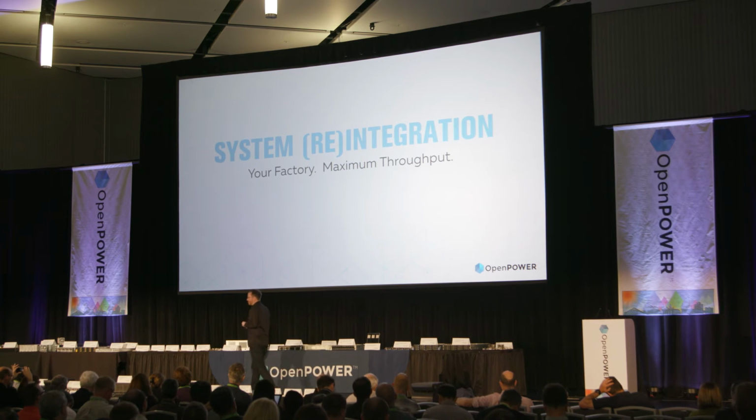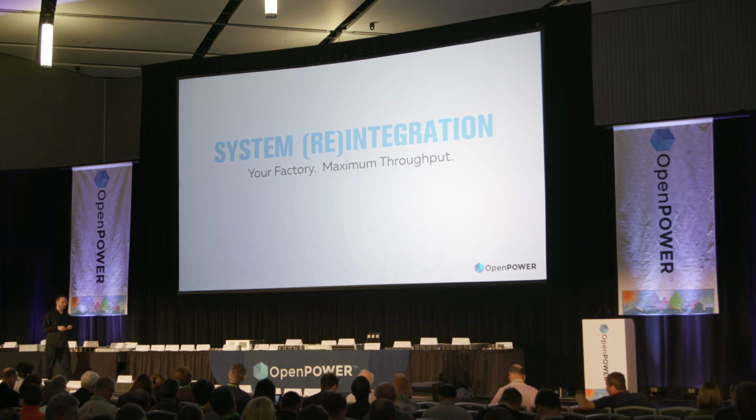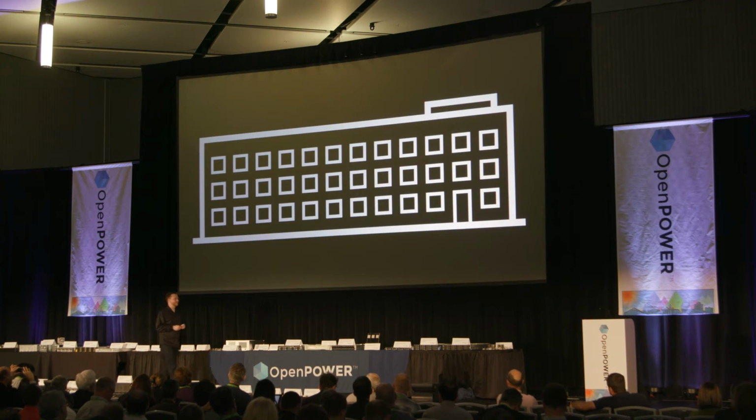So think about a factory for a minute, and think about when you invest in a factory, you want the maximum amount of throughput. And if the factory doesn't give you the maximum amount of throughput, what you do is you retool it. Sometimes you change the production line a little bit. Sometimes you change the interactions between the lines. But whatever you do, you're always looking for ways to maximize that investment. So let's talk about the system like it's a factory.